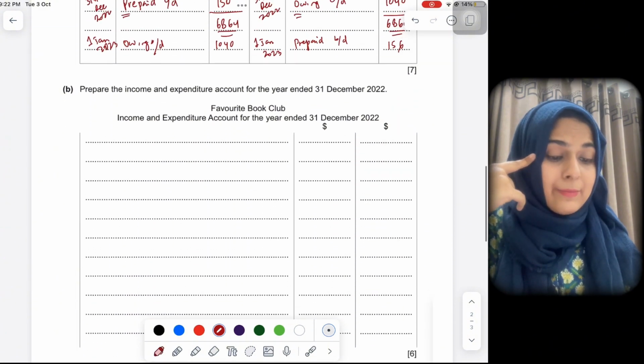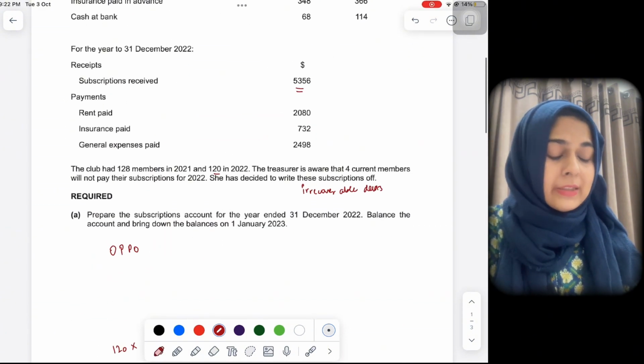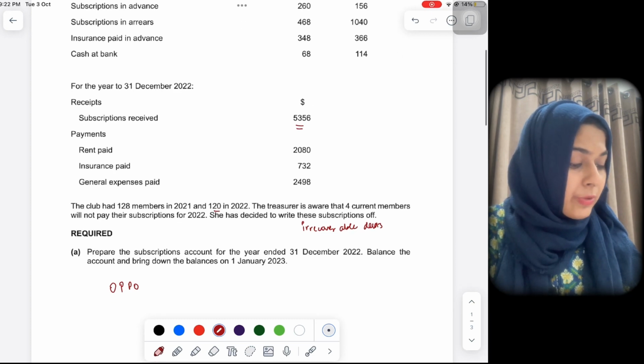That was part A. Then part B is basically you have to make the income and expenditure account. So we'll be doing part B in the next video.